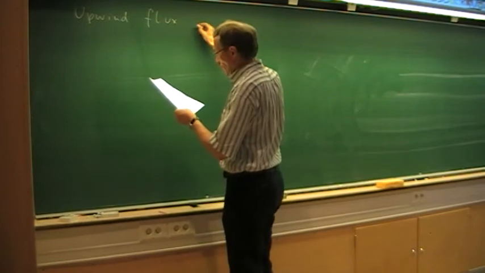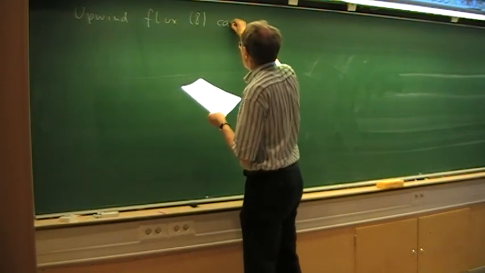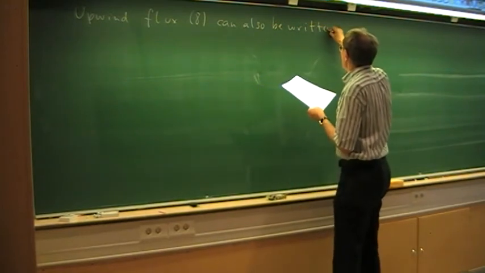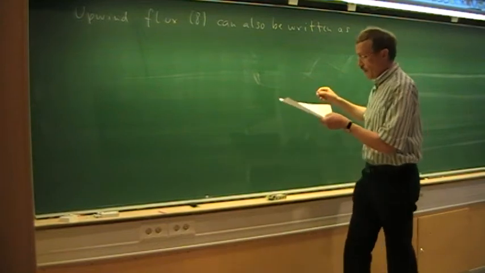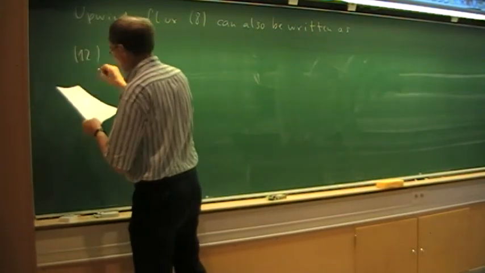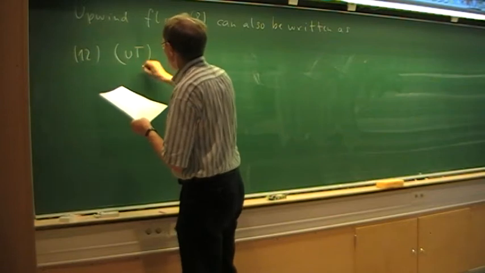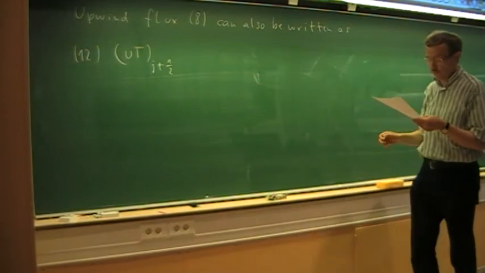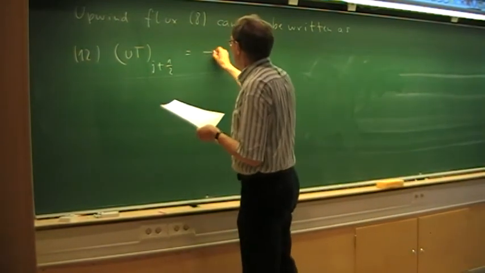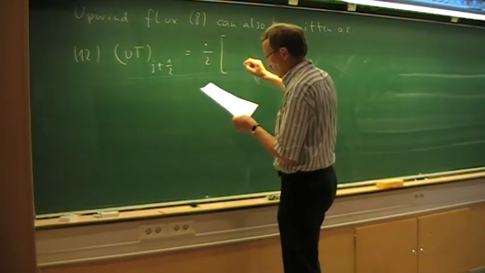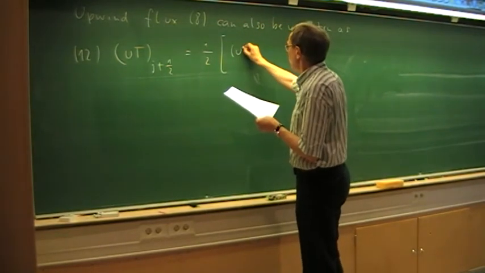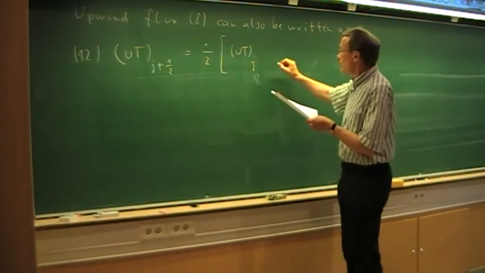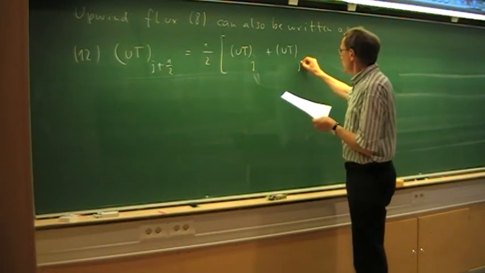flux 8 can also be written as, that is the following, that I call 12, that we have the UT, that is the convective flux. Again, we focus on the face j plus 1/2, so that is our eastern face. And the claim is that this is equal to the average of the following. That is the convective flux expression UT in the cell j plus UT in the cell j plus 1.